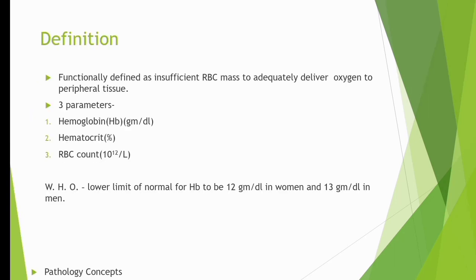Anemia is functionally defined as insufficient RBC mass to adequately deliver oxygen to peripheral tissues. Three parameters are very important for the practical purposes for the identification of anemia, and that are hemoglobin, hematocrit, and RBC count. WHO defines the lower limit of normal for hemoglobin to be 12 gram per dl in women and 13 gram per dl in men.